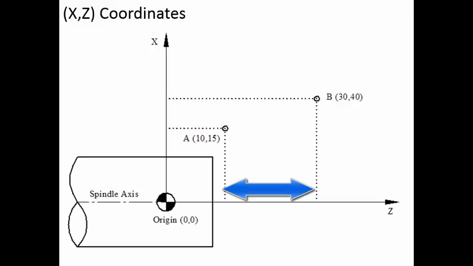In this particular z direction, what is the distance between the 2 points? The distance between the 2 points here is 40 minus 15, that is 25 millimeter. So that is how the x coordinate and the z coordinate values work for a CNC lathe system.